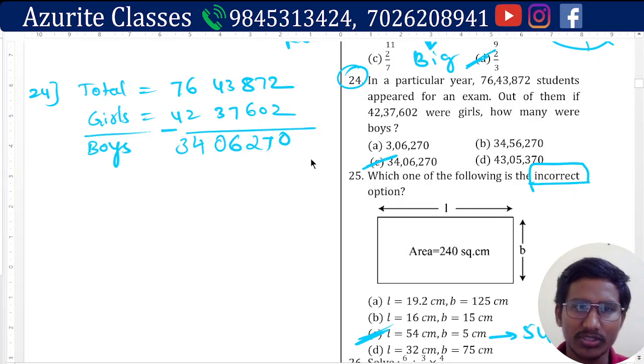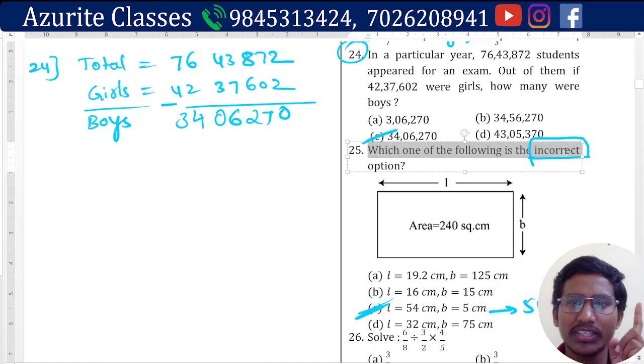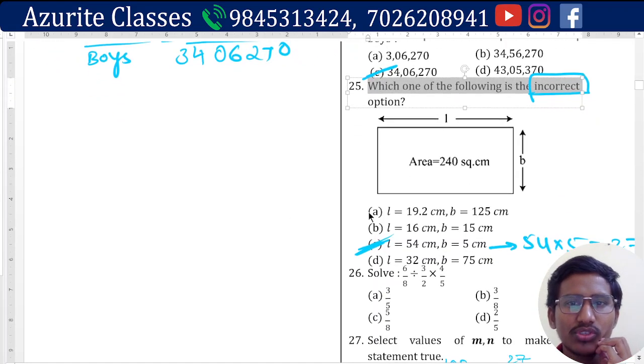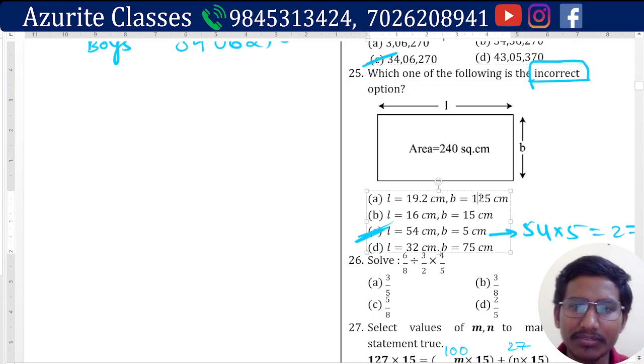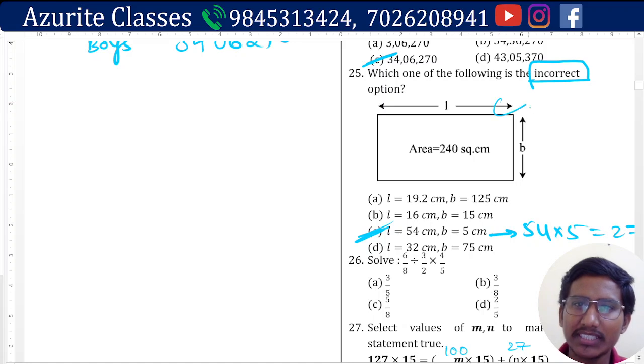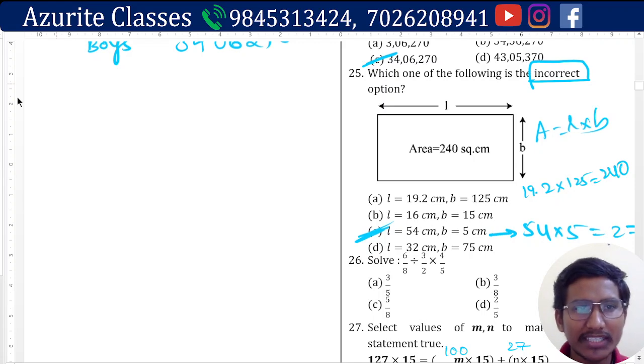Okay, now next, 25. So what is the 25th question? Which of the following is an incorrect option? Here the area should be 240. What will be the length and breadth? You have to find it. Area will be length into breadth. So you multiply length and breadth. 19.2 into 12.5, you will get 240. Okay, so that is correct.